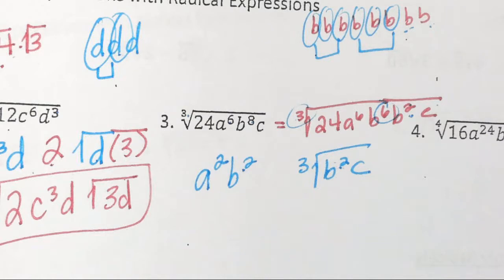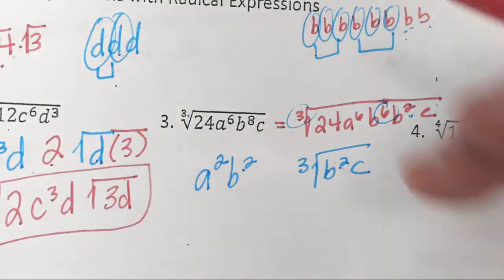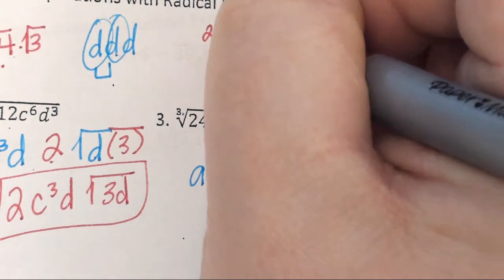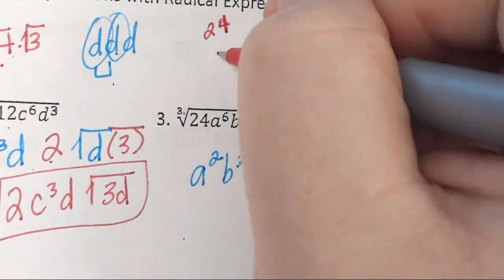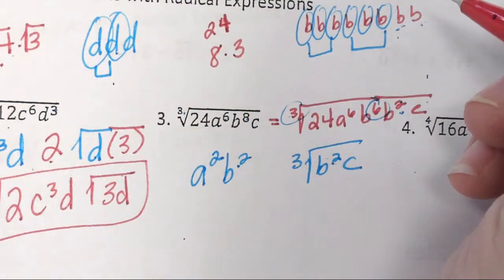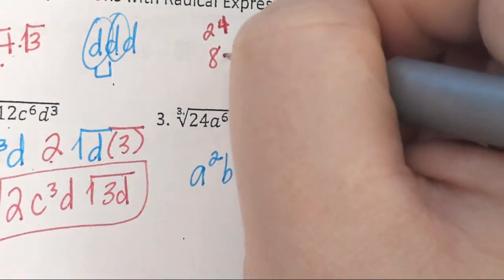Okay. And then, last but not least, we've dealt with the A's, the B's, the C's. We've got to come back and deal with that 24. I need something that multiplies to 24, and surely one of them is a perfect cube. 8 and 3. 8 and 3 would be good.